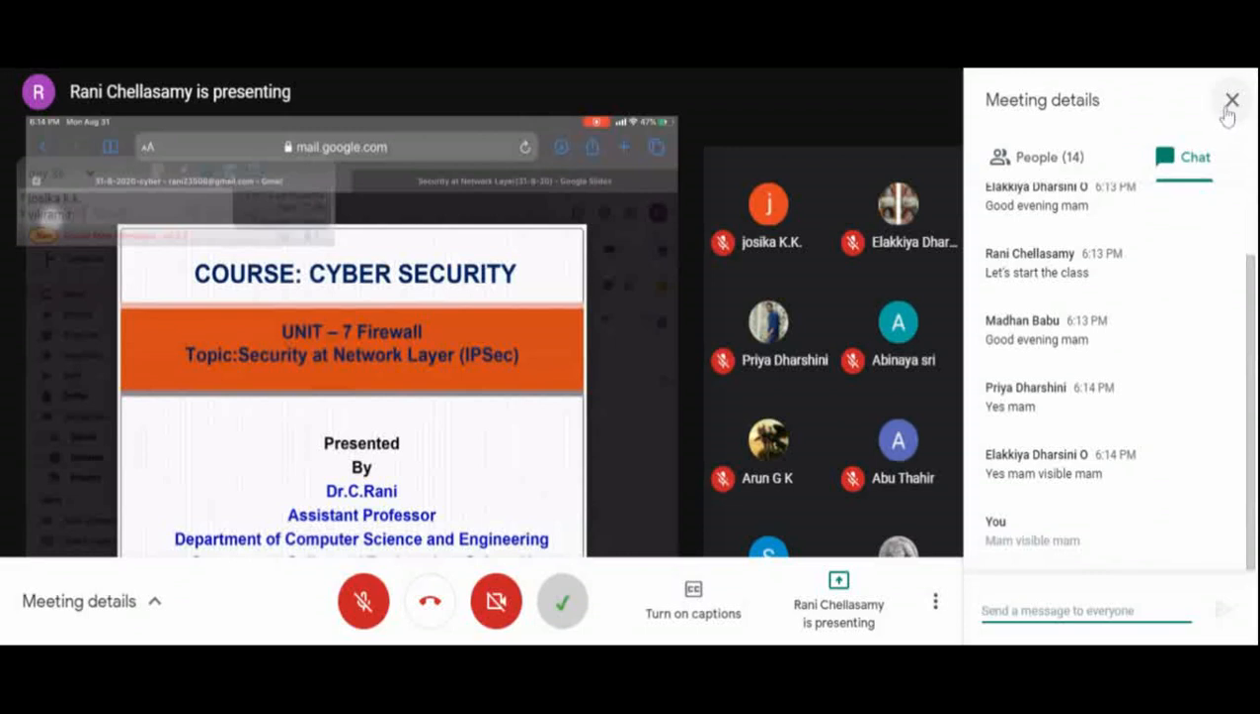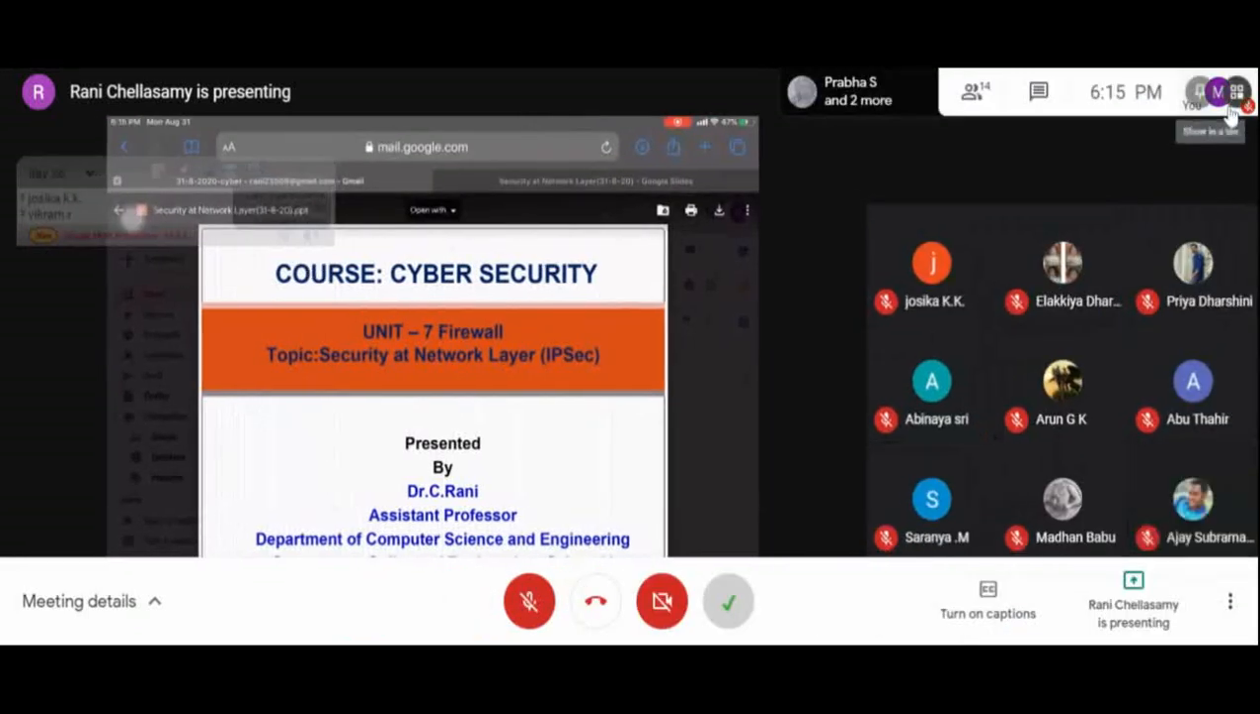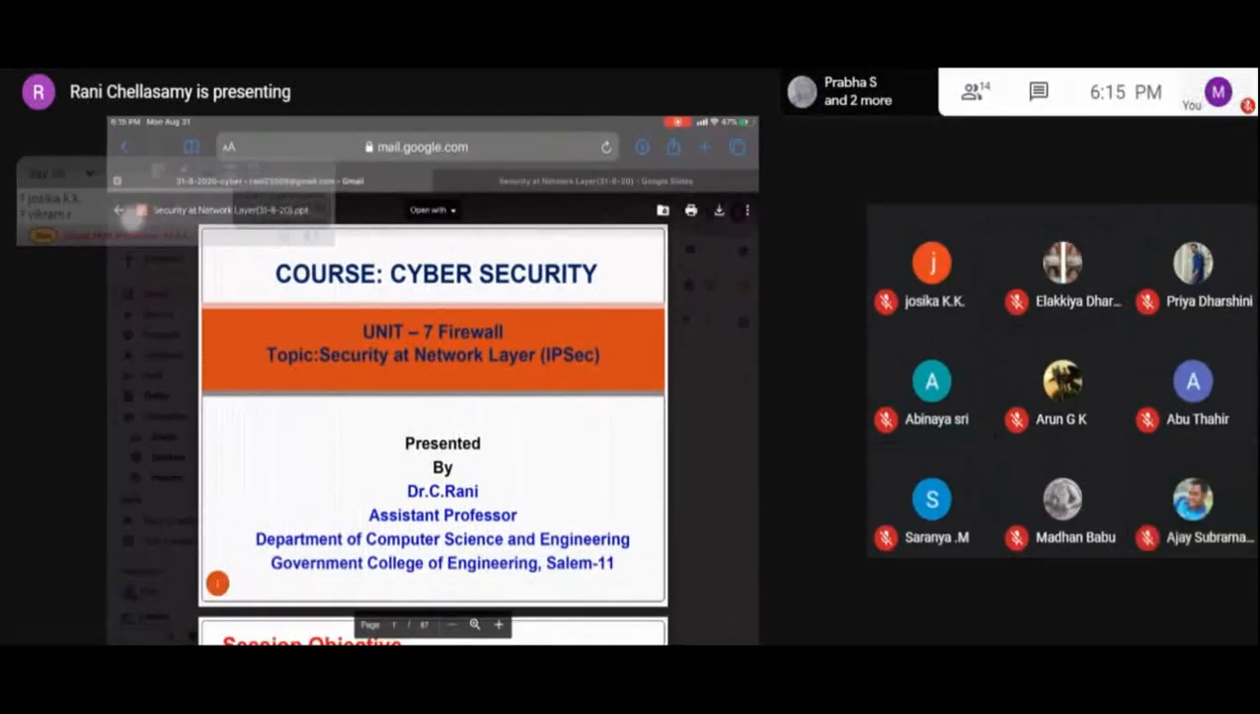Okay, good evening to all. Let me continue with the presentation. I welcome all the participants to the 37th day of the course Cyber Security. Today we are going to see the topic of security at the network layer. So far we have seen how security is provided at the application layer and how security is provided at the transport layer.